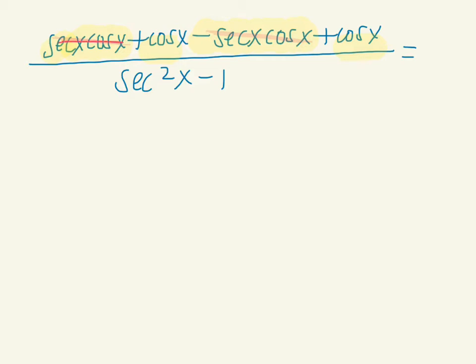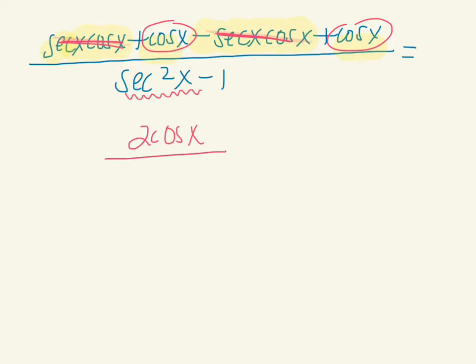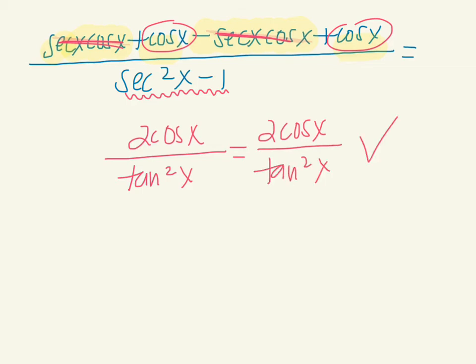Alright, so when those two go away, you have 2 cosine x up top. Then in the denominator, if you look at your Pythagorean identities, which remember you need to know by heart, on the bottom you have secant squared x minus 1, which is equivalent to tangent squared x. That is kind of fantastic because the other side of the verification is 2 cosine x over tangent squared x. And we're done. Hooray!